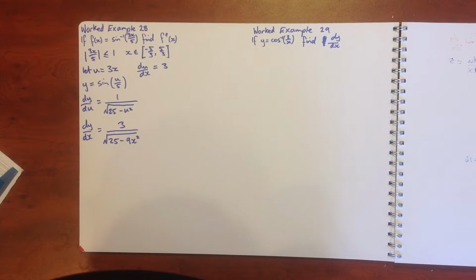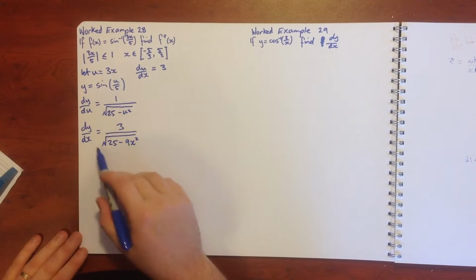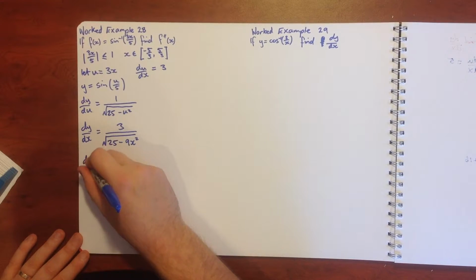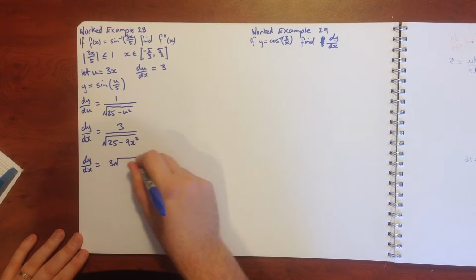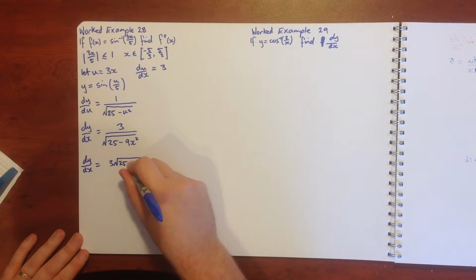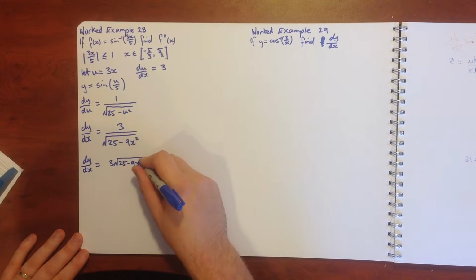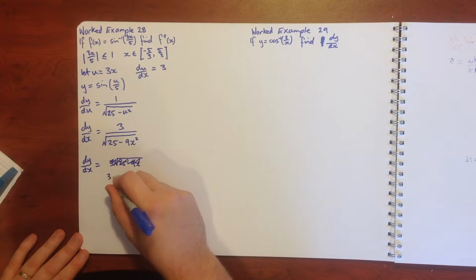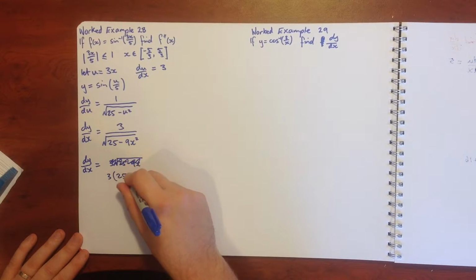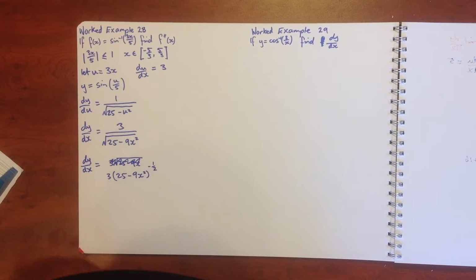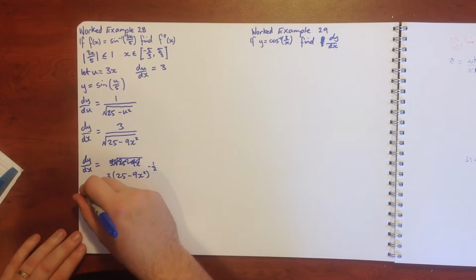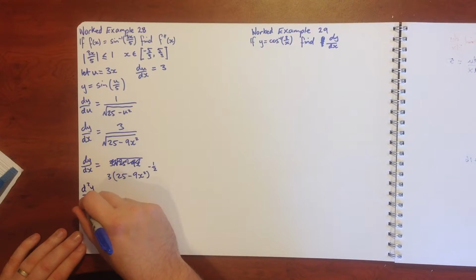Now what we need to do is find our second derivative. The easiest way to think about this is to say dy/dx equals 3 times 25 minus 9x squared to the negative a half. So that's just a simple chain rule question.